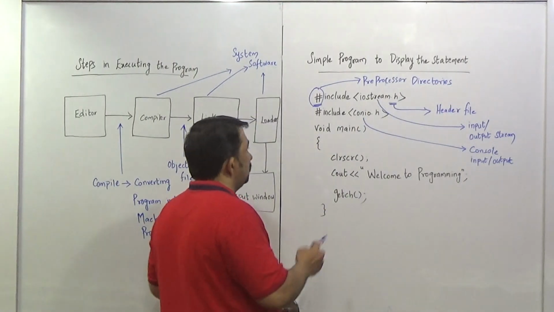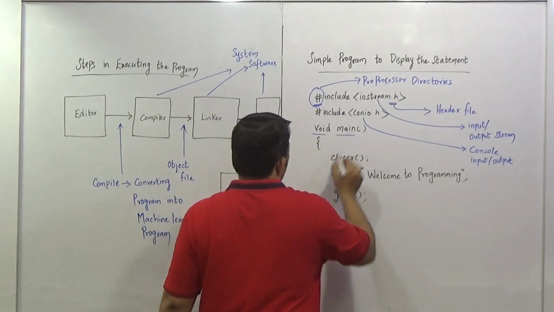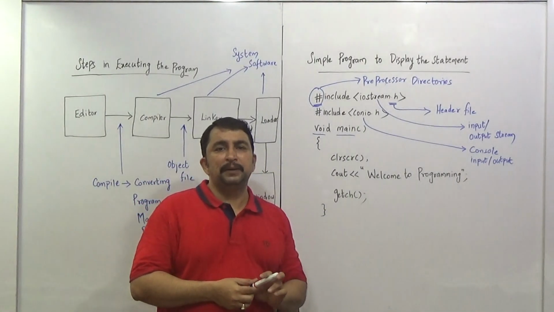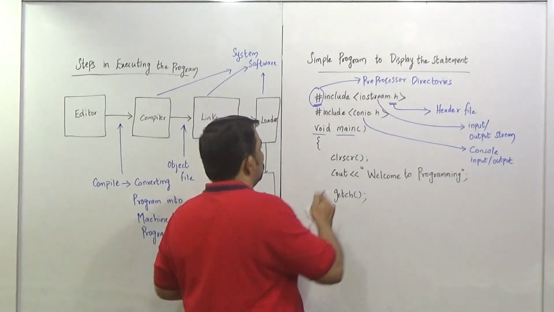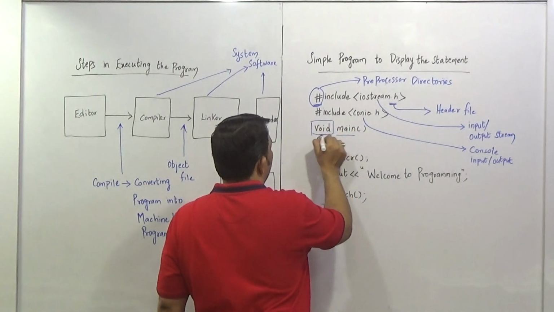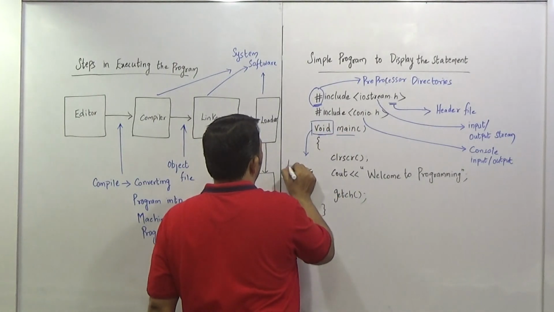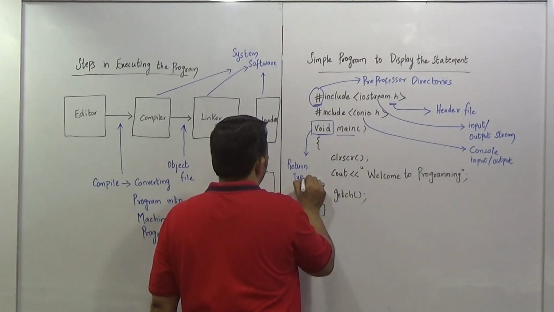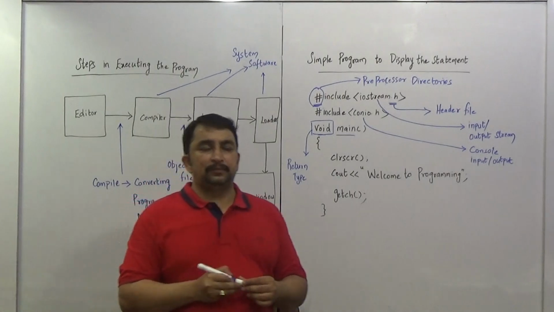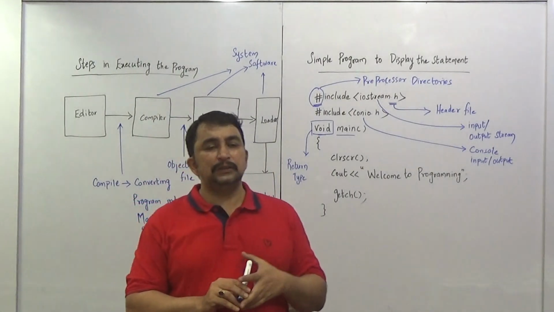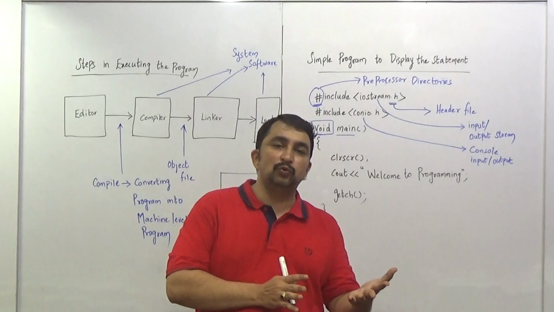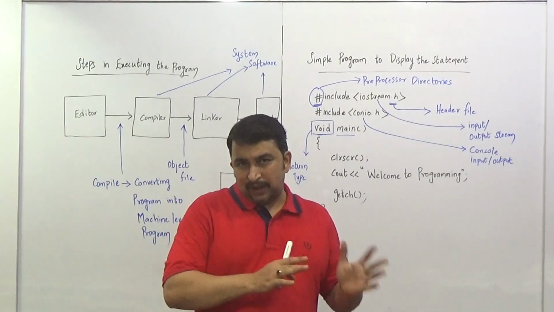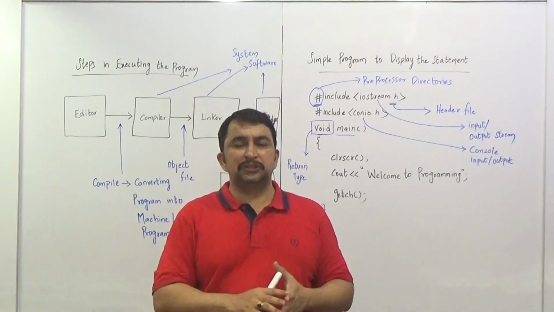Coming back to the next line, void and main. As I wrote in the general syntax, there is a return type and the main function. So void is said to be a return type. What is a return type? Return type means the value which comes outside from the function.